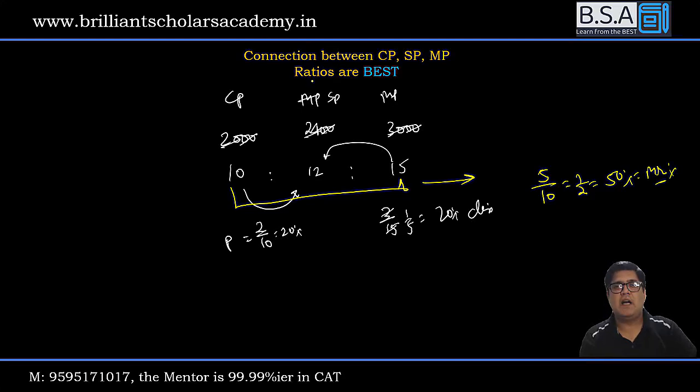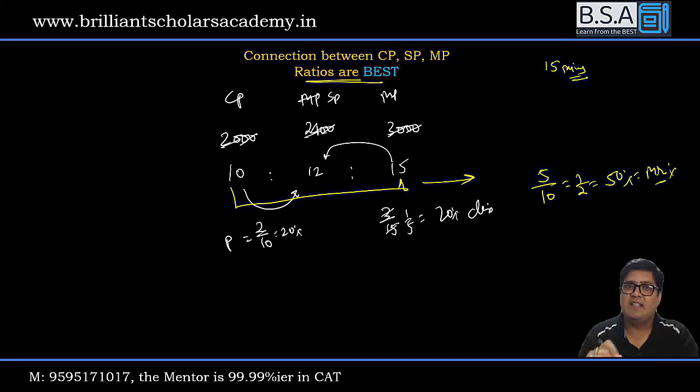So ratios are your best friends when it comes to percentage change. So MP, CP, SP, you will have percentage change questions. That is why we spend the first 15 minutes on revising ratios. Ratios are your best friend. You can increase, decrease, and calculate percentage change through ratios.